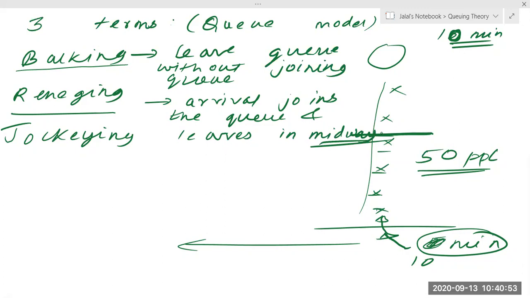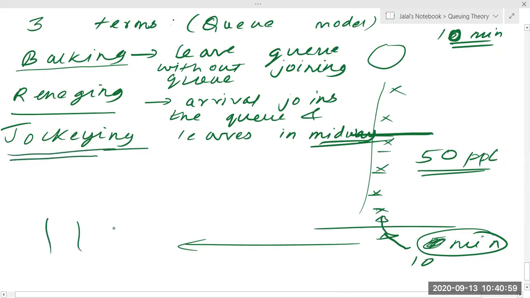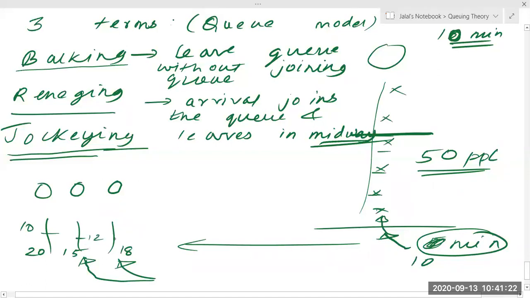Now I'll tell you what you mean by jockeying. This is the most famous, and I think we all do jockeying. Suppose there are three lines and three servers. When you come into the system, you count: there are 20 people here, 15 people here, and 18 people here. So you will smartly go and join the shortest one. What do you find after 2 minutes? That there are 10 people here, 12 people here, and 14 people here. So you will smartly try to move from here to here, because you want to get the service as soon as possible.